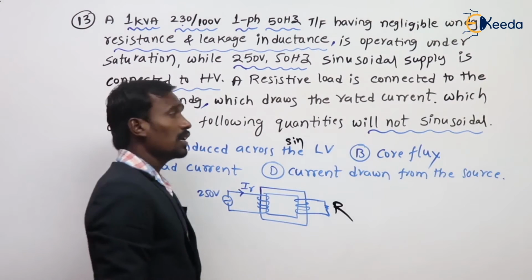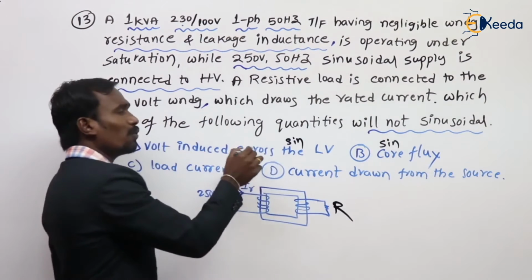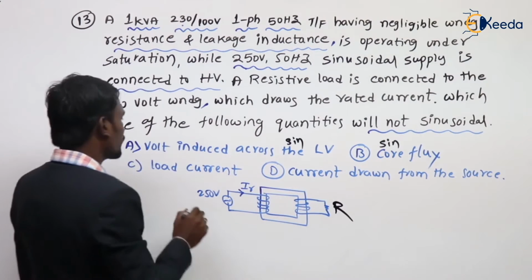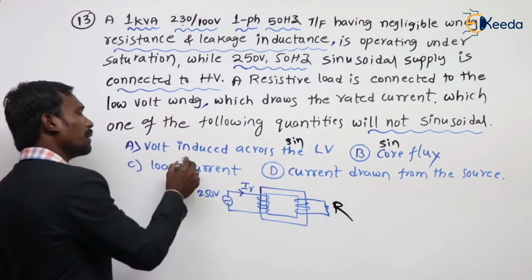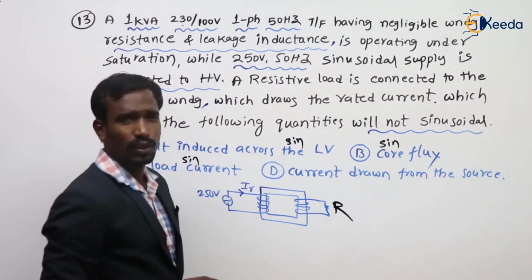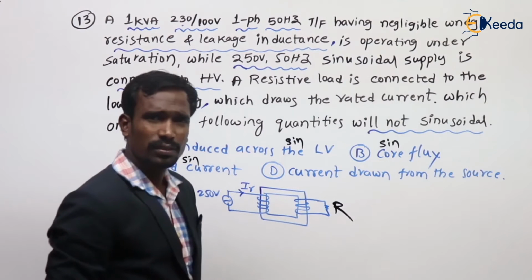Core flux. If the core flux is sinusoidal, then only the voltage across the LV is sinusoidal. And next one, load current. Load current may be sinusoidal or not, no problem. Generally, it should be sinusoidal. And next one, current drawn from the source.